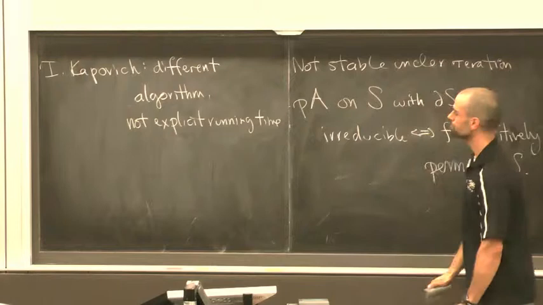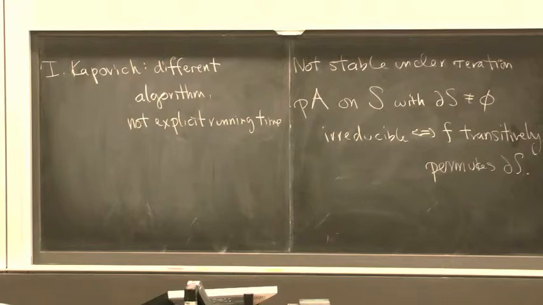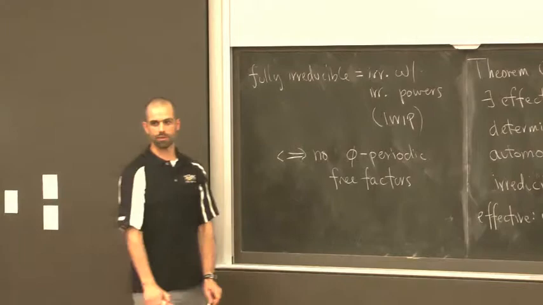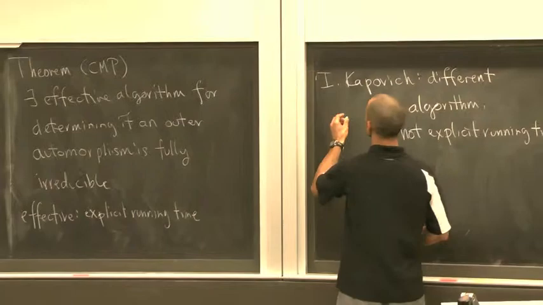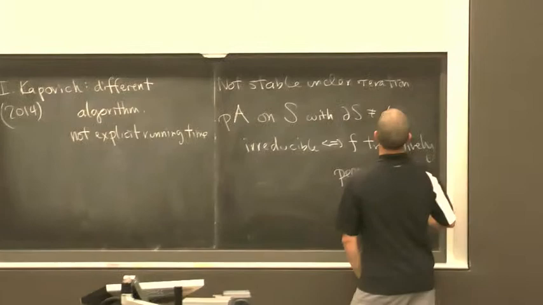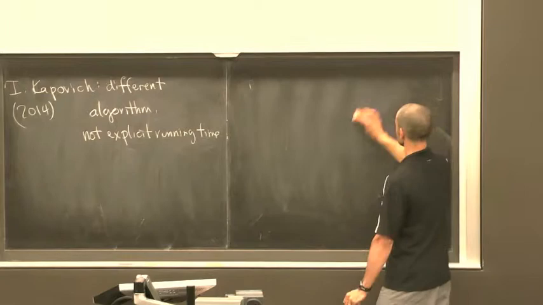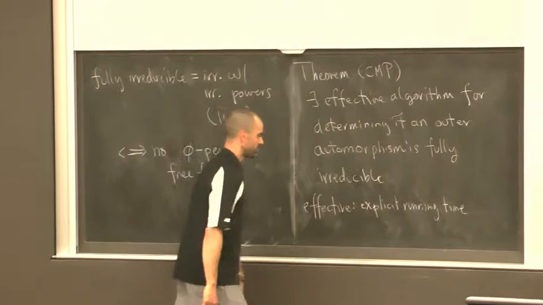Okay, so like I said, the way that ours works is we want to bound the volume of a free factor in terms of the word length of an automorphism. How old is the work of Kapovich? The preprint came out in 2012, and I believe it was published this year. Okay, all right. So, volume.